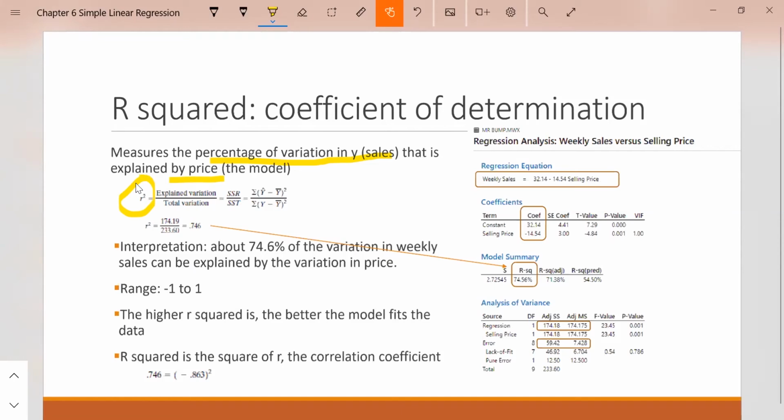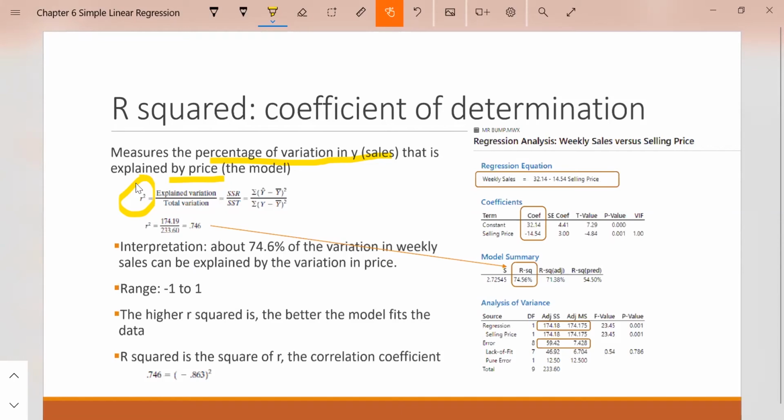What is the highest? 100%. That means all variation in sales is just due to price. Is it realistic? The answer is no. That never happens. If it happens, if price is the only factor that affects the sales, then you don't need statistics. You don't need anything we discussed here. Just go ahead, set your price, you will know your sales.